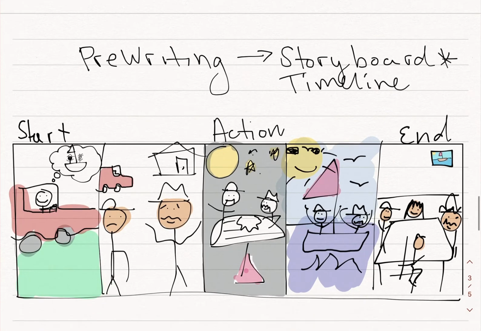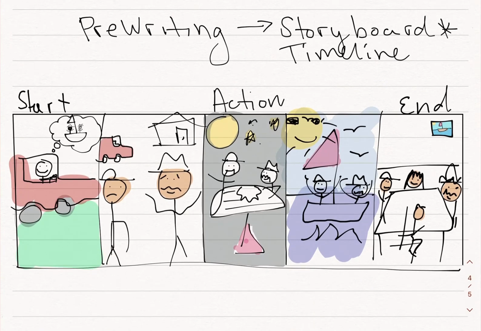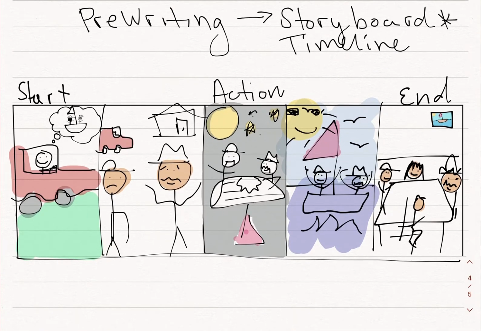And yesterday you started doing some storyboarding where you chose a big action in the middle and you drew a picture of that. And then you kind of created a timeline here where you thought about the events in your story and what order they happened in.